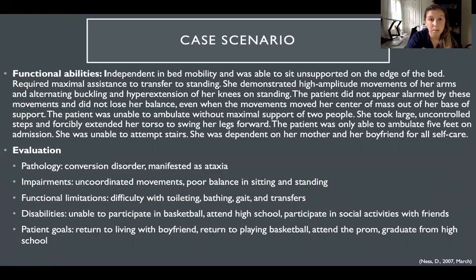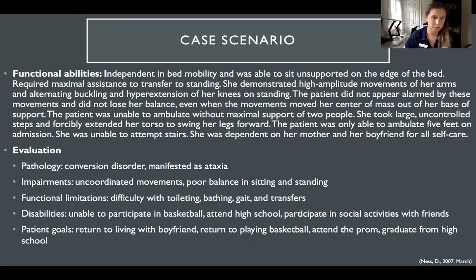She was unable to ambulate without maximal support of two people. She took large, uncontrolled steps and forcibly extended her torso to swing her legs forward. The patient was only able to ambulate about 5 feet on admission. She was unable to attempt stairs. She was dependent on her mother and her boyfriend for self-care.